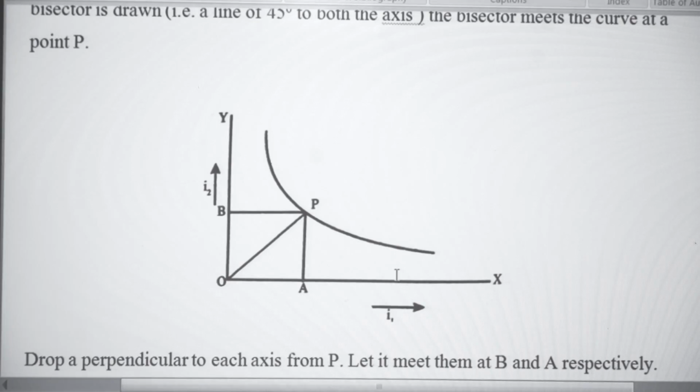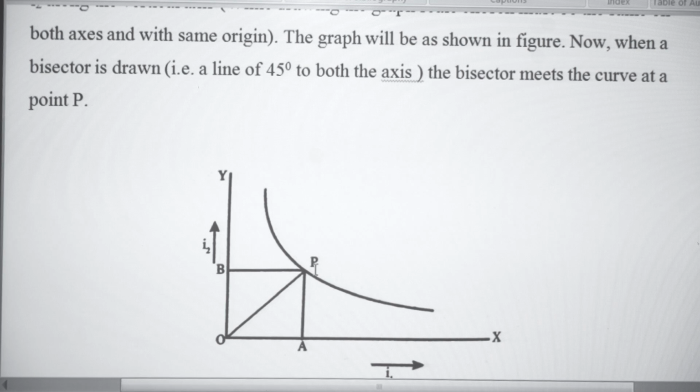Now for that we are plotting a curve like this. I1 is plotted along the x-axis and I2 is plotted along the y-axis. So this is our aim of the experiment, or the experimental part. For a particular value of I1, we want to determine I2 and then plot a curve. Then we are drawing the bisector of the graph, that is a line which is making 45 degree with the x-axis and y-axis, that is cutting the I1 I2 curve at a particular point, say P. From that we are drawing the perpendiculars PA and PB.